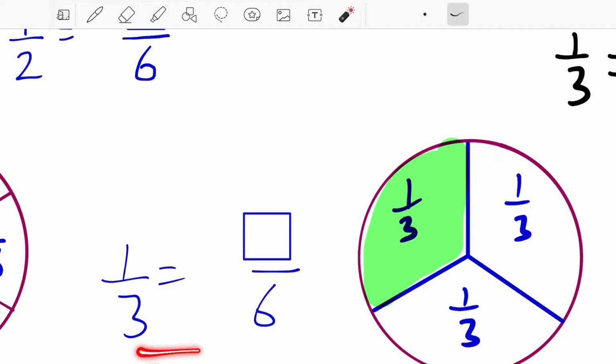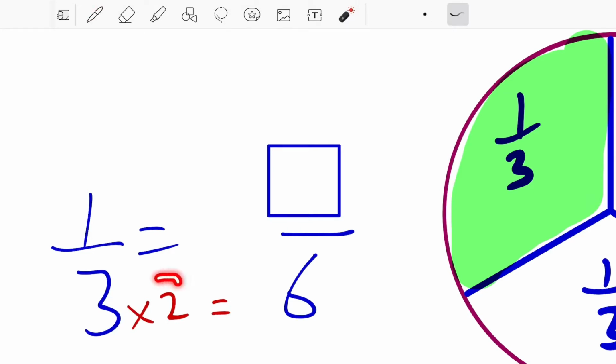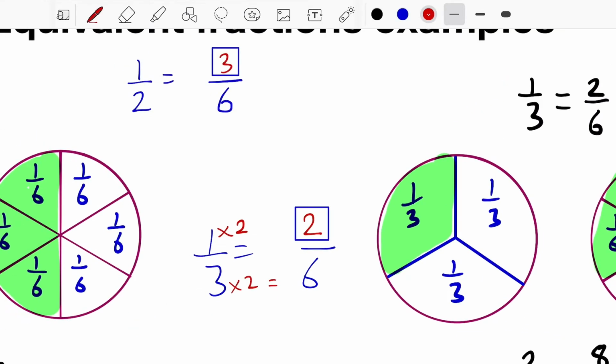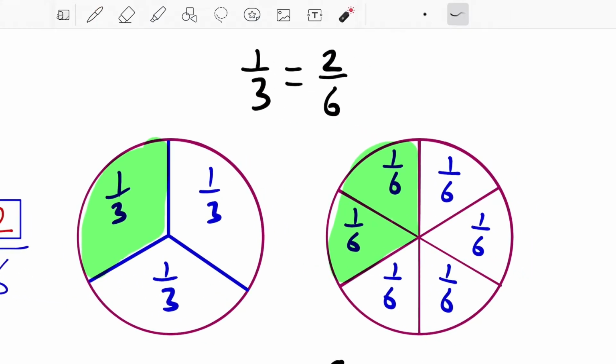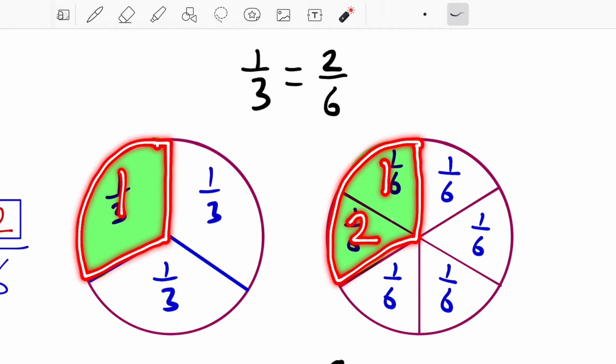How do we go from 3 to 6? We multiply by 2. 3 times 2 is equal to 6. Whatever we do to the denominator, we must also do to the numerator. So we also multiply by 2. 1 times 2 is 2. So 1/3 is equal or equivalent to 2/6, and we can see this here. We can see that this is the same size fraction or same portion of the whole. So it takes 2/6 to make up 1/3.